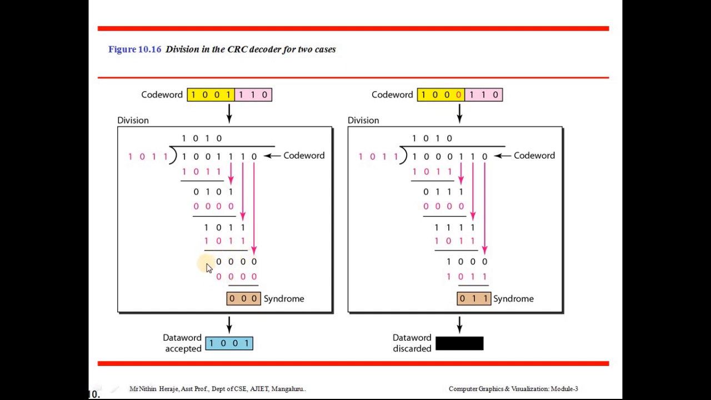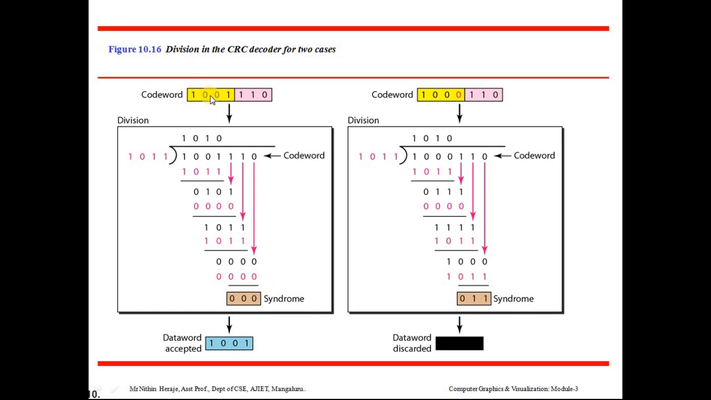Now again the leftmost is 0, so again your quotient is 0, and you get it as 0 0 0 0. XOR these again, so 0 0 you get as 0, 0 0 you get as 0, 0 0 you get as 0, and discard this leftmost part. So you get the syndrome as 0. As previously said, if the syndrome is 0, then we are going to accept the data word, which is 1001. If the syndrome is not 0, then we are not going to accept the data word.